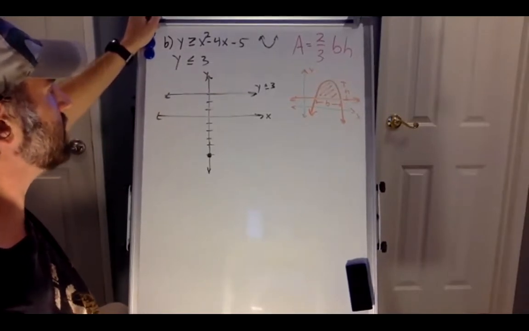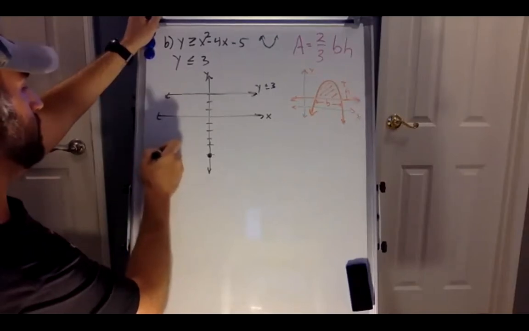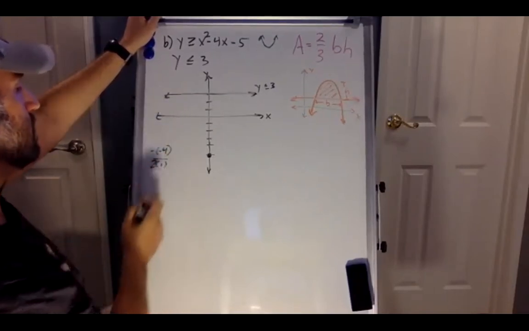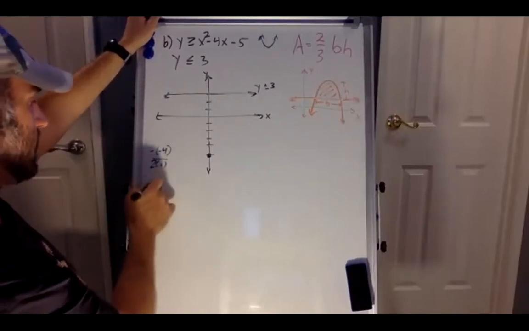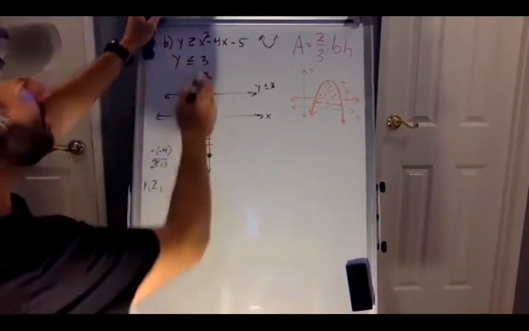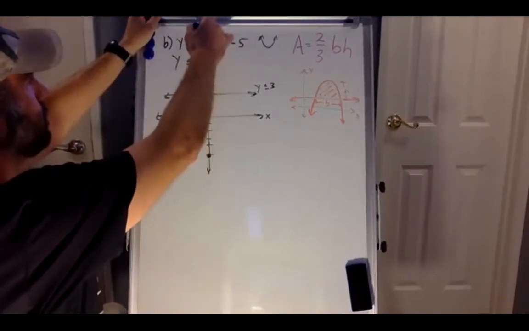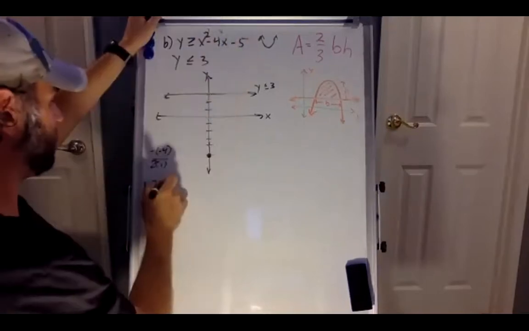Right? Where's the vertex? -b. So watch this. -4 over 2 times 1. So it's going to be 2 again. So that's my x-coordinate of the vertex is 2. Okay, plug it in. You get 4 minus 8 again. -4 minus 5 is -9.